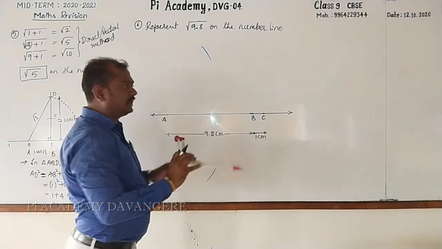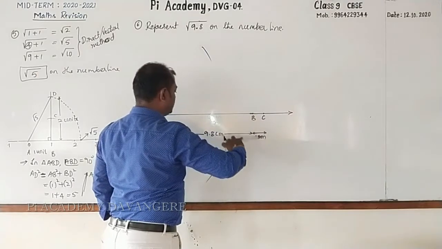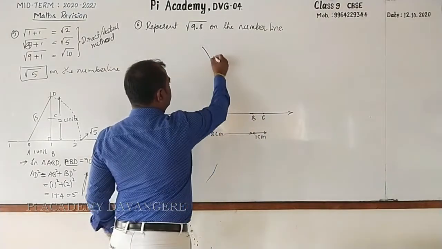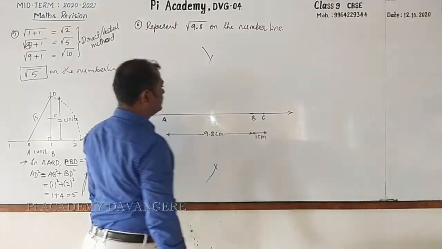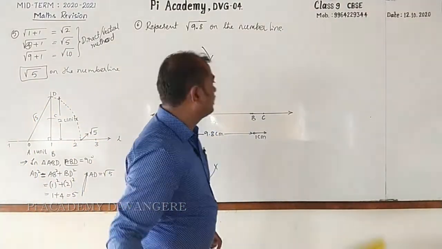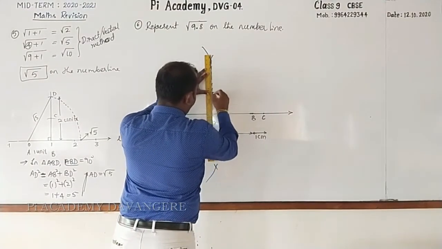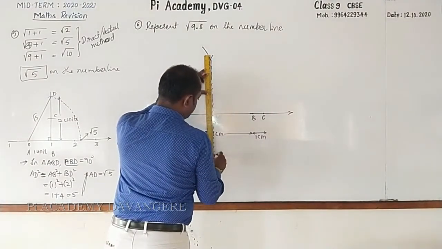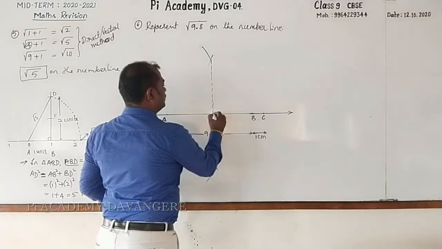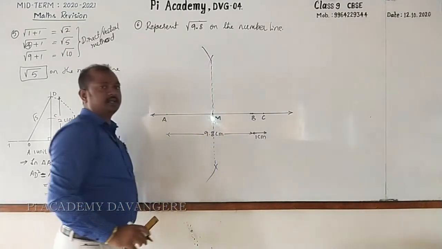Next, don't change the radius. With C as center, draw the arcs. They cut previous arcs at two distinct points like this. Next, take scale and join these points with a dotted line. You will get the midpoint. Call this point as M.